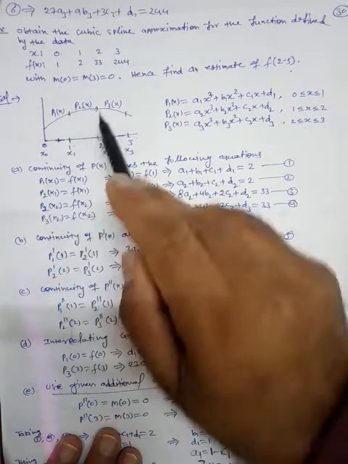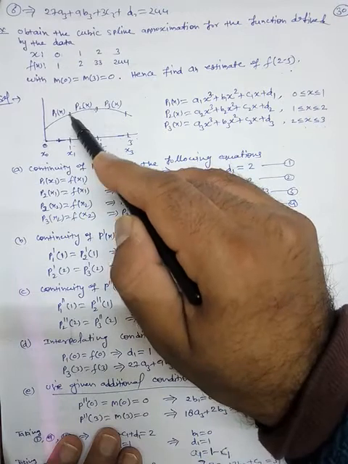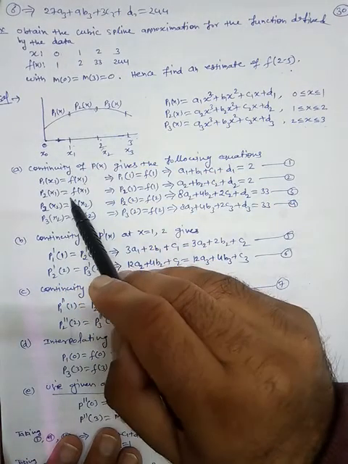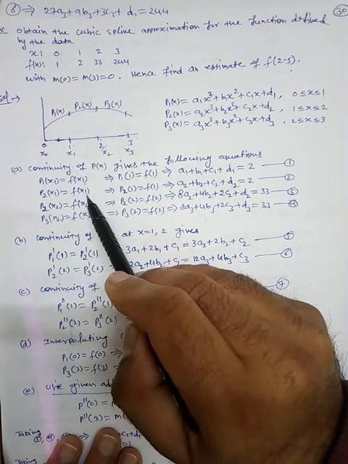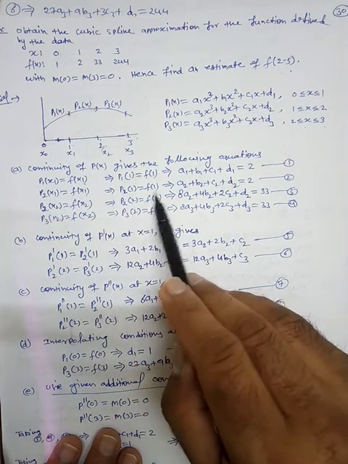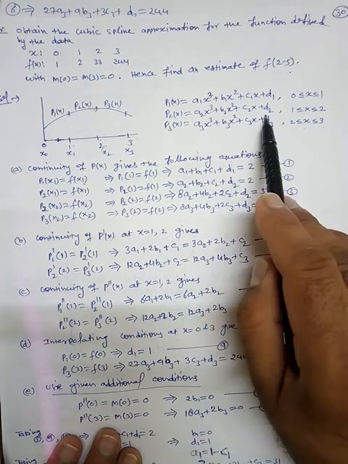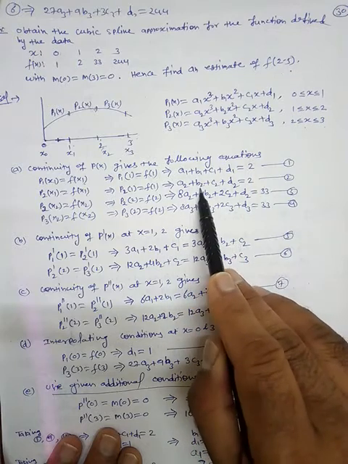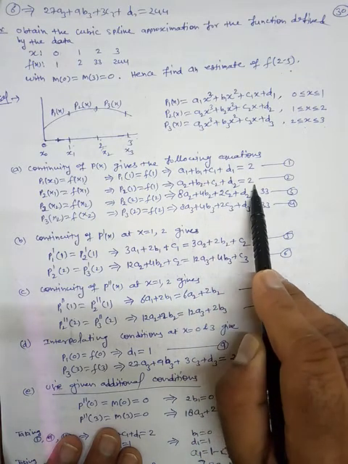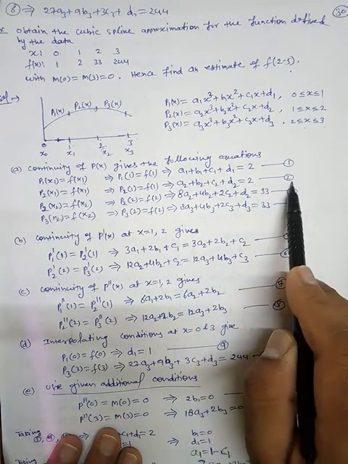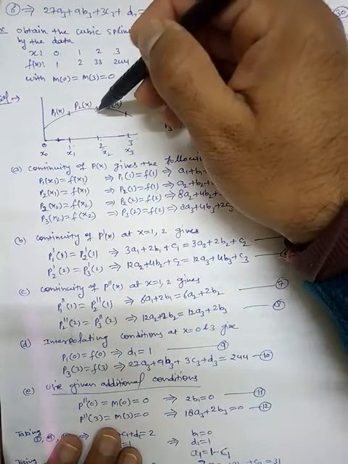Similarly, P2, this polynomial is continuous at this point. So P2 at x1 is equal to f of x1. P2 at 1 is equal to f of 1. And P2 means this polynomial. So put x equal to 1 here. So we get a2 plus b2 plus c2 plus d2 is equal to 2. This is the second equation.